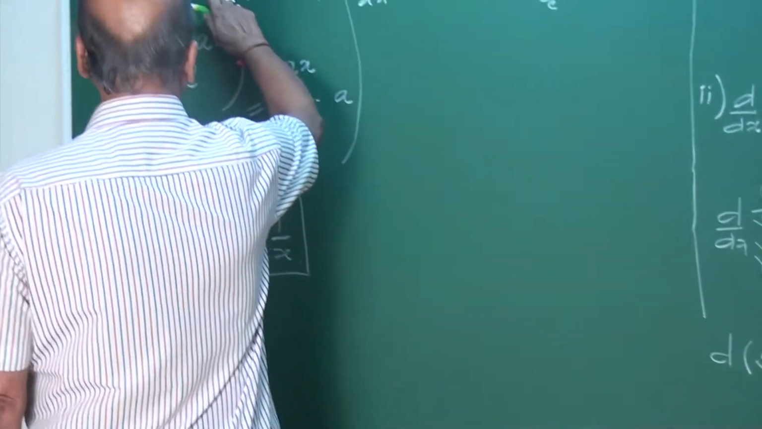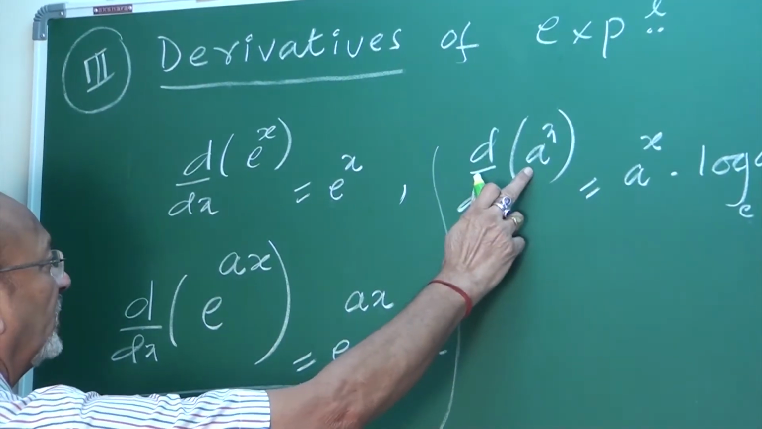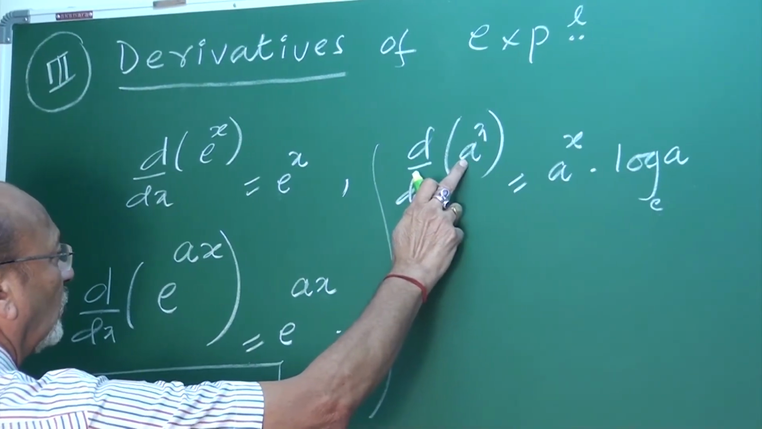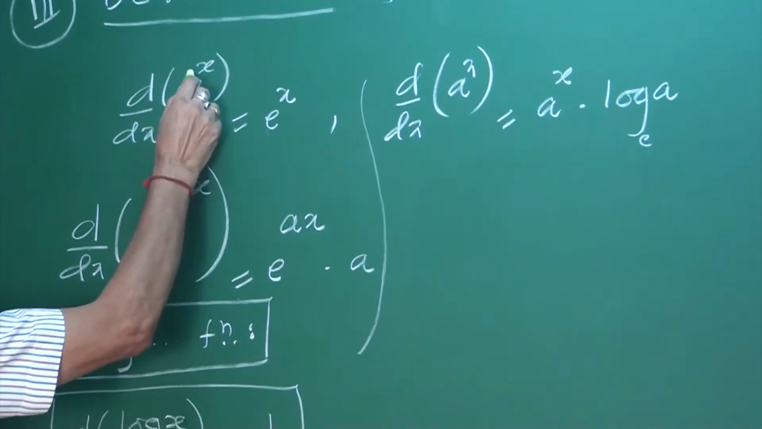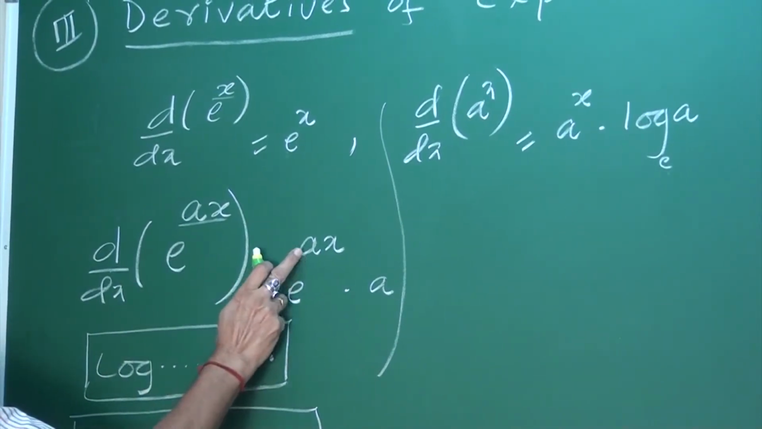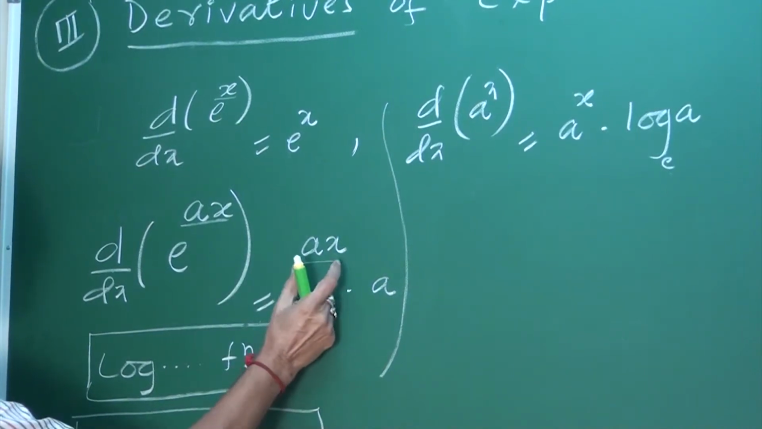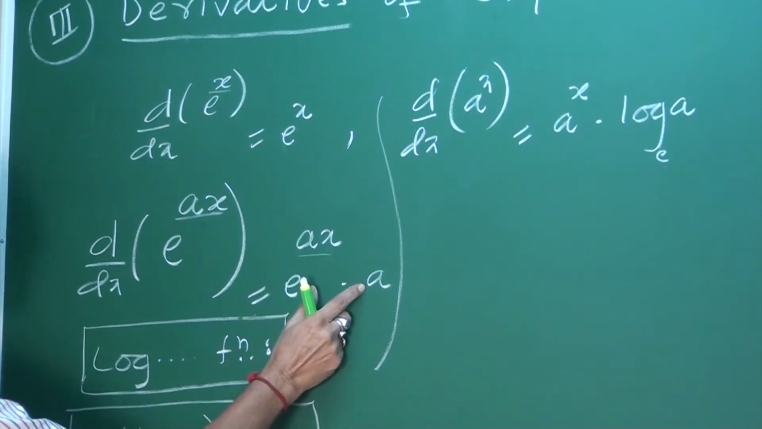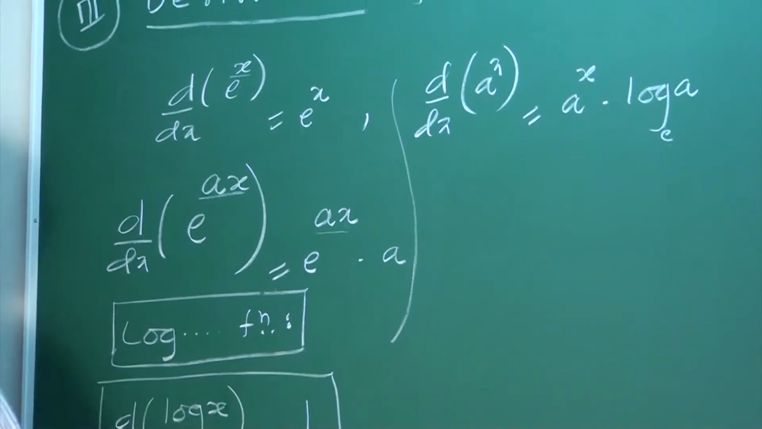My friends, next comes exponential. These two: the derivative of e to the power x is e to the power x, and the derivative of a to the power x is a to the power x into log a, the log of the base. For e to the power x, here it is x; if the power is other than x, write e to the power of it as it is, and multiply by its coefficient, the derivative of ax, which is a, like kx is k, that constant.